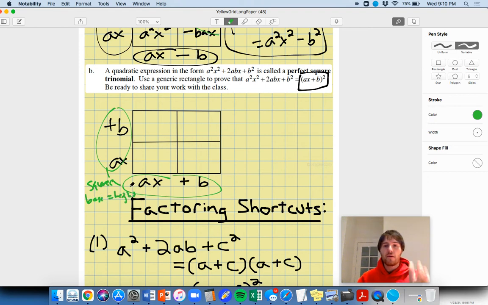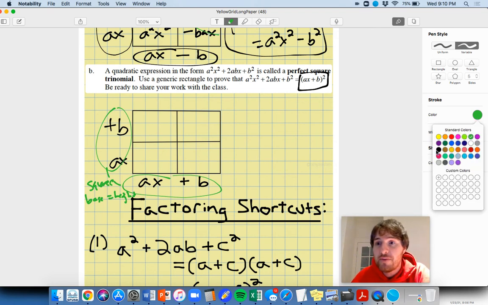We set up a generic rectangle where our width is ax plus b and our height is ax plus b. It's the same exact thing. So if it's a rectangle with the same width and the same height, technically a square is a rectangle that has all sides equal to one another. So it's a square, when it comes down to it.